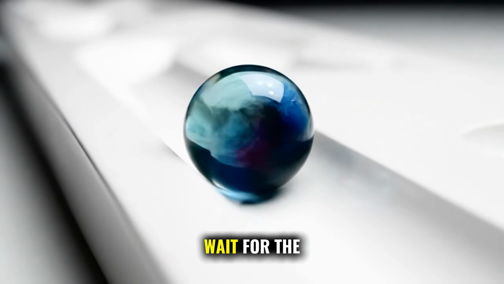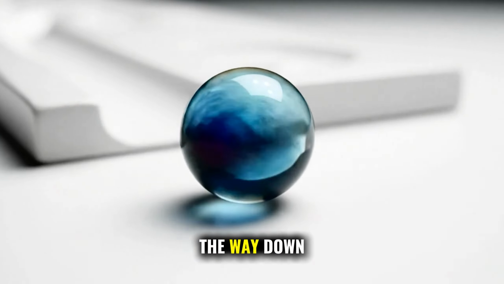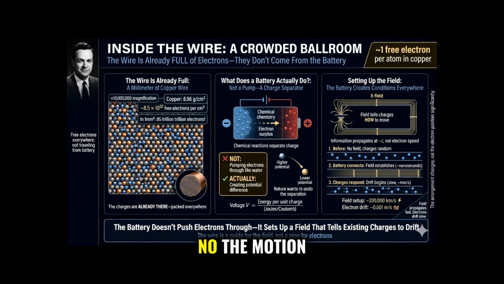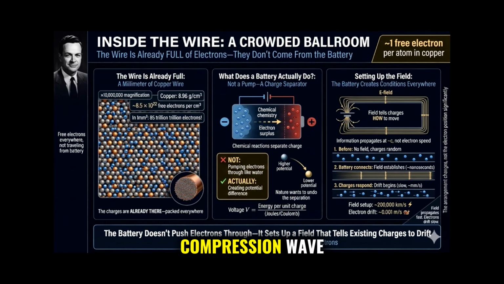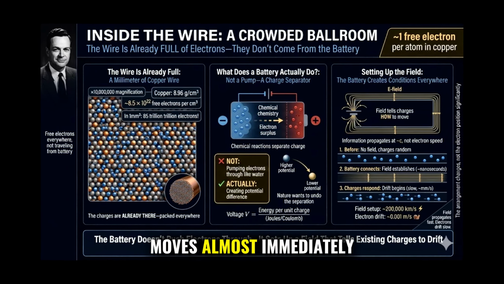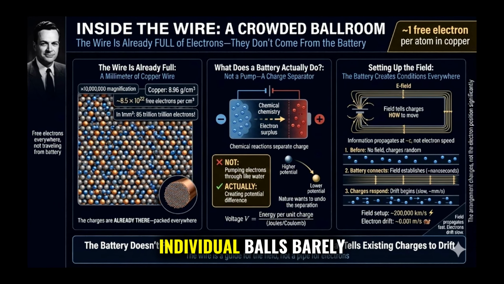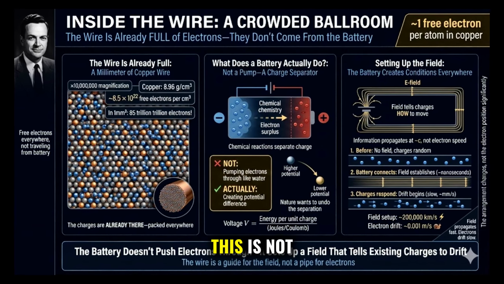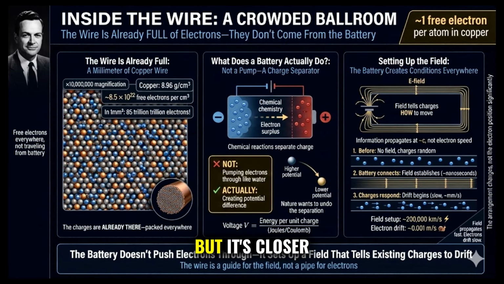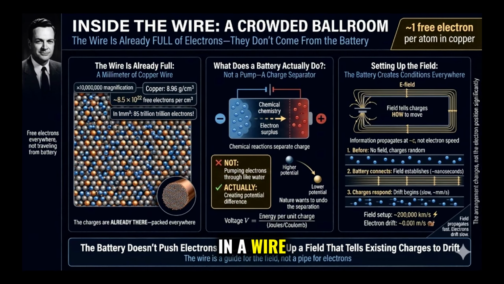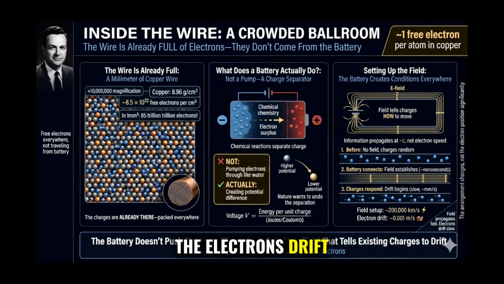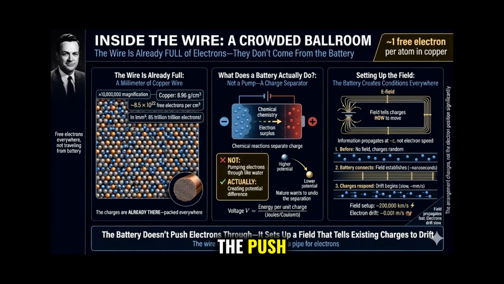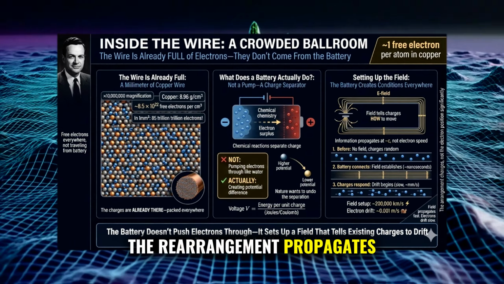Does the far end wait for the pushed ball to travel all the way down the line? No. The motion travels as a compression wave. The last ball moves almost immediately, even though the individual balls barely move. This is not a perfect analogy, but it's closer to what's happening in a wire. The electrons drift slowly, but the influence, the push, the rearrangement propagates fast.